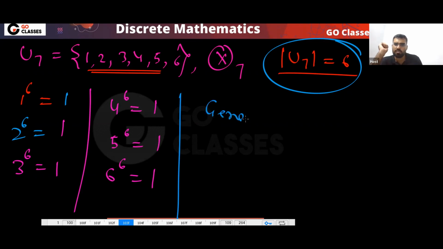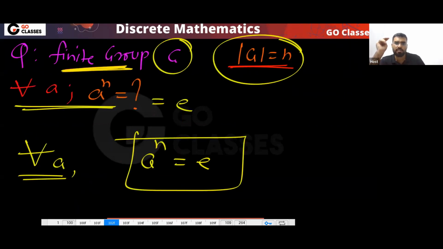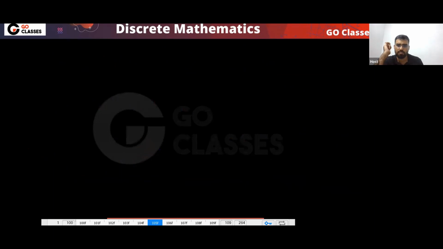But the generators are what? The generators are 3 and 5. Only these are the generators. Nothing else is a generator in this group. So this is a cyclic group, so I can say U7 is a cyclic group. But remember, for any finite group you take, this will always happen: any element power n will always be the identity element. You can take it as a note. We will see this in the Lagrange theorem.